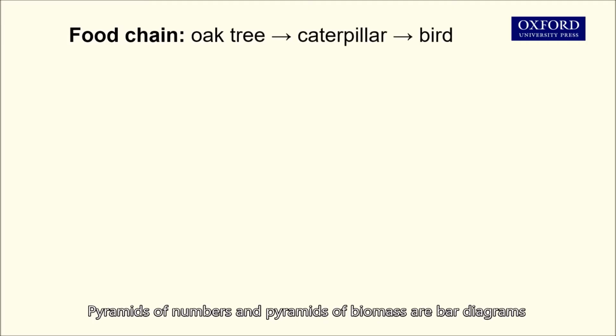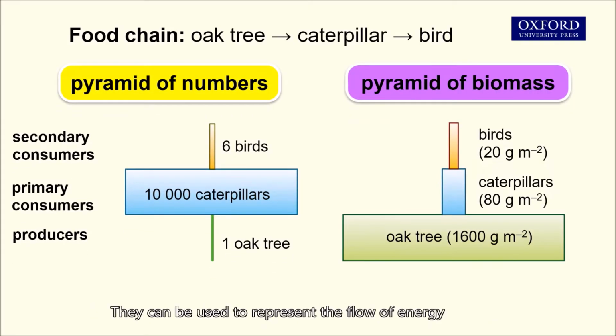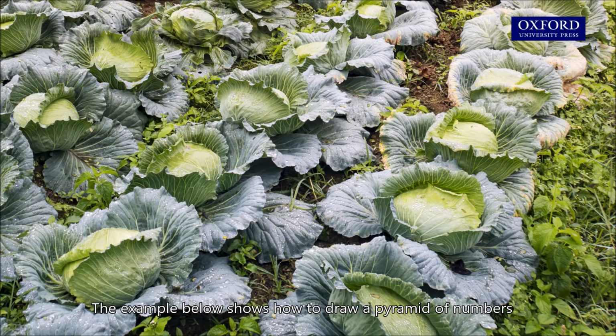Pyramids of numbers, and pyramids of biomass, are bar diagrams. They can be used to represent the flow of energy along trophic levels in a food chain. The example below shows how to draw a pyramid of numbers.